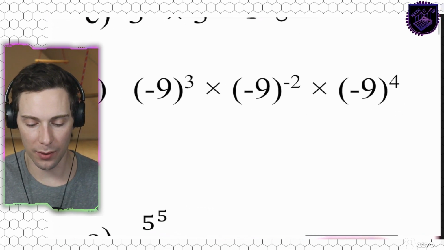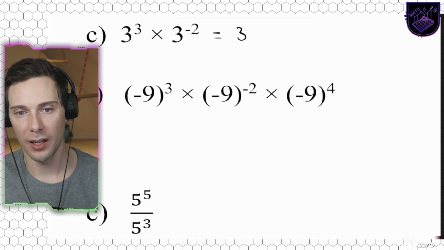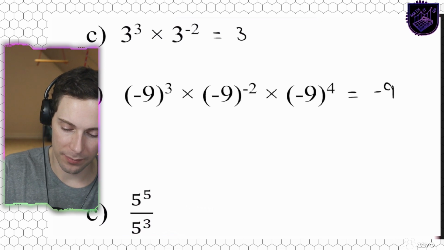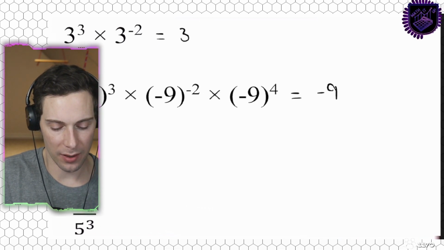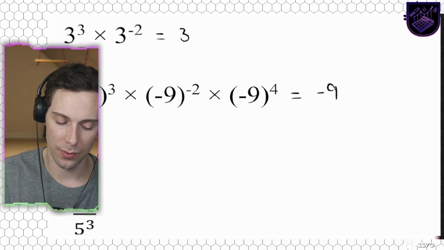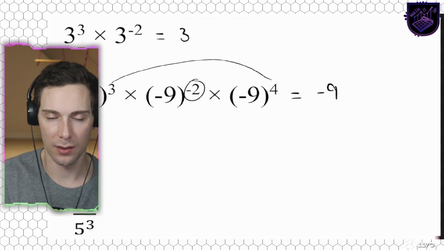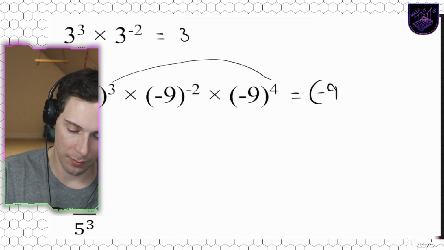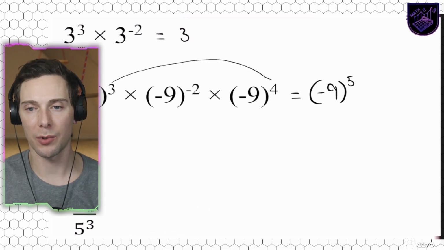The last one, we got 3 here, a positive, a negative, and a positive. And our base is going to stay the same, -9. And we have 7 minus 2. Right, so I'm adding these two together. That's 7. And then I'm taking away this one, which is 5. -9 in parentheses to the power of 5 is our simplified expression.